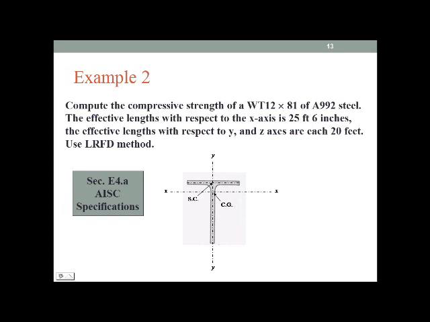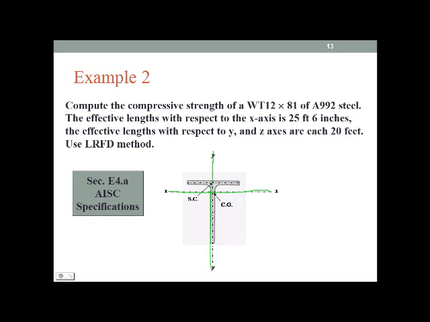Section E4.A of the AISC specifications applies to this example. Now, if you check the cross-section of the member, you'll see the y-axis is the axis of symmetry and the x-axis is the axis of no symmetry. Therefore, we don't have to change the position of the cross-section.